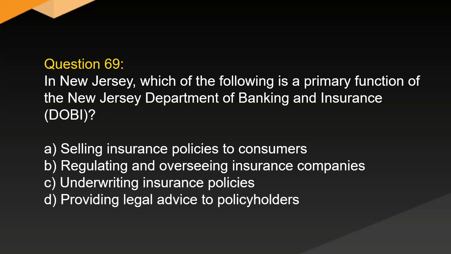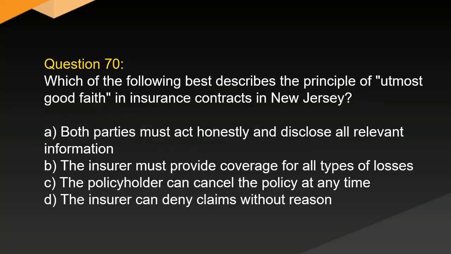Question 69. In New Jersey, which of the following is a primary function of the New Jersey Department of Banking and Insurance? A. Selling insurance policies to consumers, B. Regulating and overseeing insurance companies, C. Underwriting insurance policies, D. Providing legal advice to policyholders.